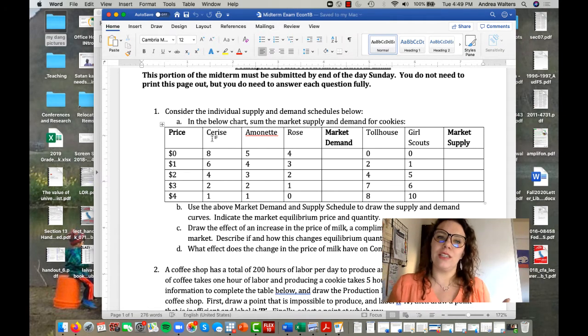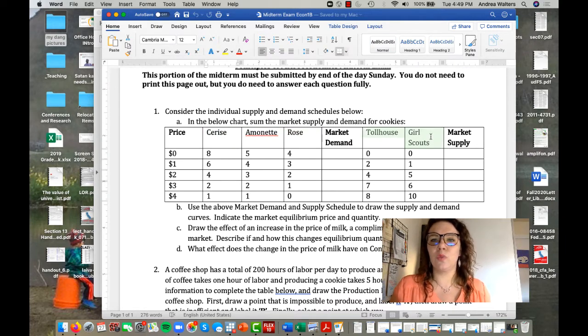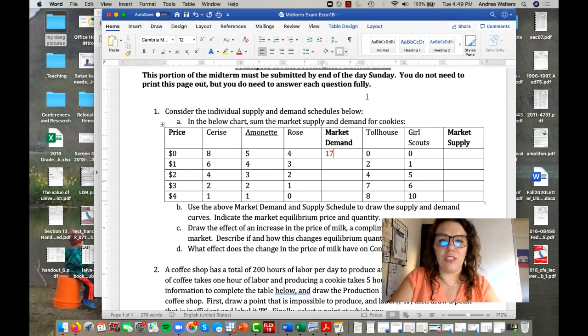If we want to look at these three individuals who demand cookies and these two firms that supply cookies, we just go straight across and say, okay, so at a price of $0, Cerise wants 8 cookies, Aminette wants 5, and Rose wants 14. So that gives us a total of 17 cookies. On the other hand, the market is not willing to supply any cookies. 0 plus 0 is 0. So at a price of 0, market demand is 17 and market supply is 0.